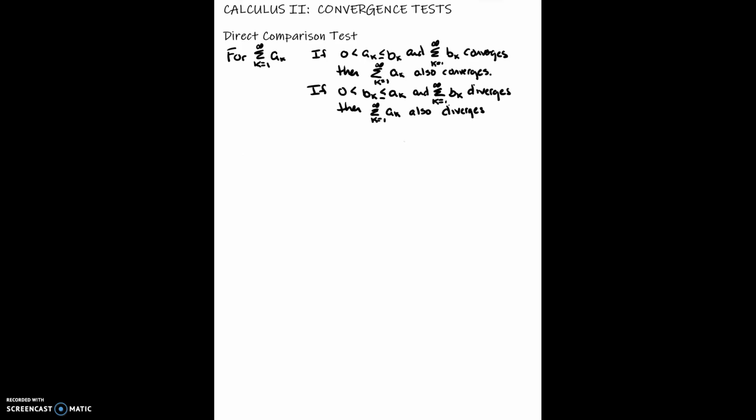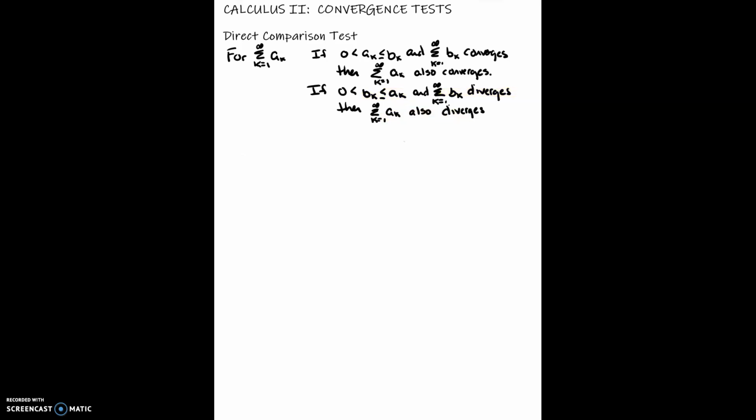So this test says we're looking at a series, and if my a sub k's are less than some b sub k, now we're going to have to find that b sub k, but the a sub k's are smaller than the b sub k's, and the b sub k's converge, then we know that our a sub k's also converge. If the b sub k's are less than the a sub k's, and we can tell that the b sub k's diverge, then the a sub k's also diverge.